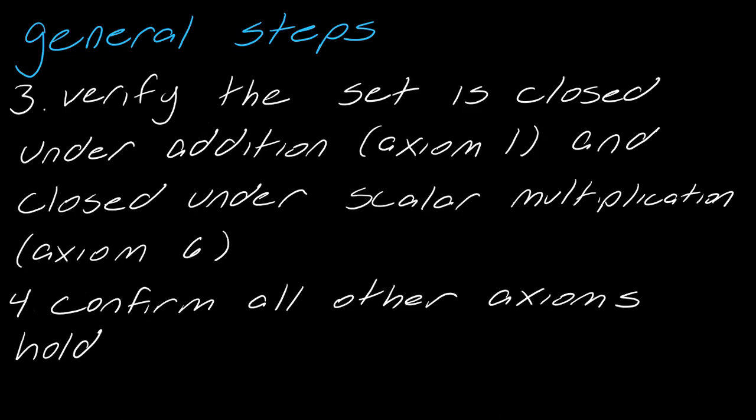Then we verify the set is closed under addition, axiom 1, and closed under scalar multiplication. That's the next thing you want to do. And then finally, you want to confirm that all other axioms hold. If you have a vector space, you do have to actually go through and confirm all of these. Sometimes you might find that axiom 1 and axiom 6 hold, and then some other goofy axiom does not end up holding, and you don't figure it out until you've gone through them all. So it is a tedious process, but it is an important thing when you're first learning this.